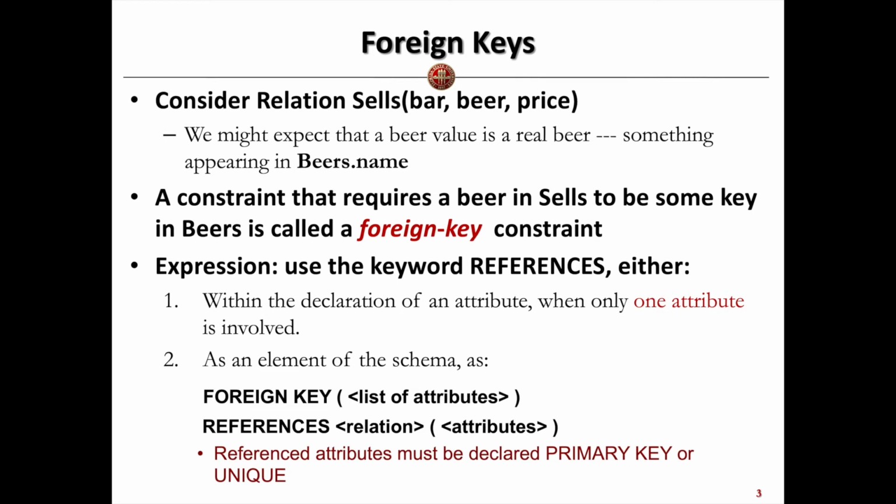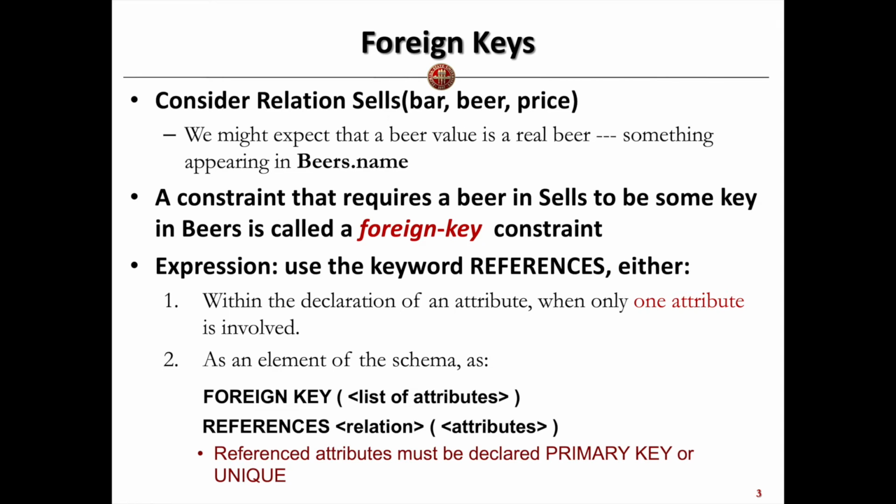And in this way, we need to declare some attributes to be the foreign key, right? If you still remember. Here we provide you with an example. Let's consider a relation for sales, denoting some bar, sales and beer with some price. So this sale denotes a relationship between bar and beer, right?